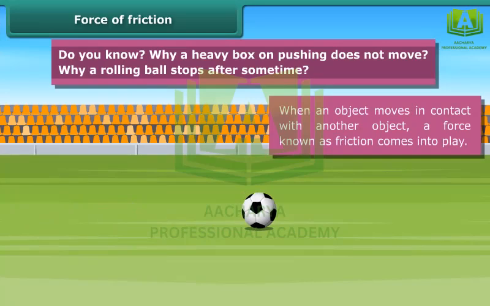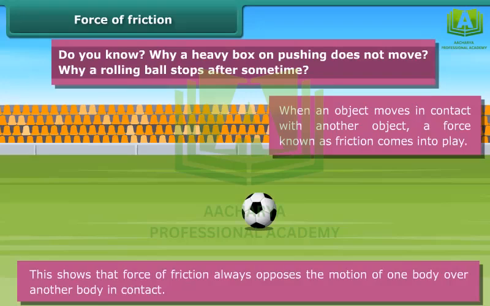motion. The moving object in the animation gradually slows down and ultimately stops due to the force of friction. This shows that force of friction always opposes the motion of one body over another body in contact.